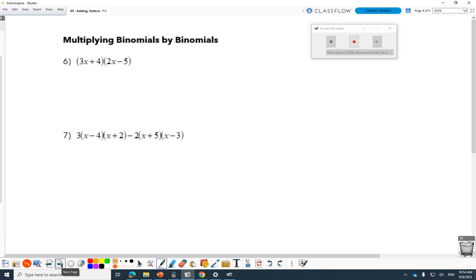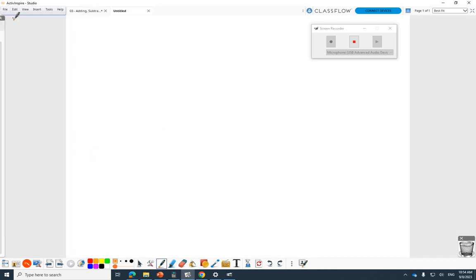Multiplying binomials by binomials. Oh, I can't resist getting distracted for a second. My kids aren't ready yet for it. My kids are not ready for this yet. But I'm on my way to teaching them how to do this in their head. Just because I think it's fun. Because it can be done in your head if you know what to do.